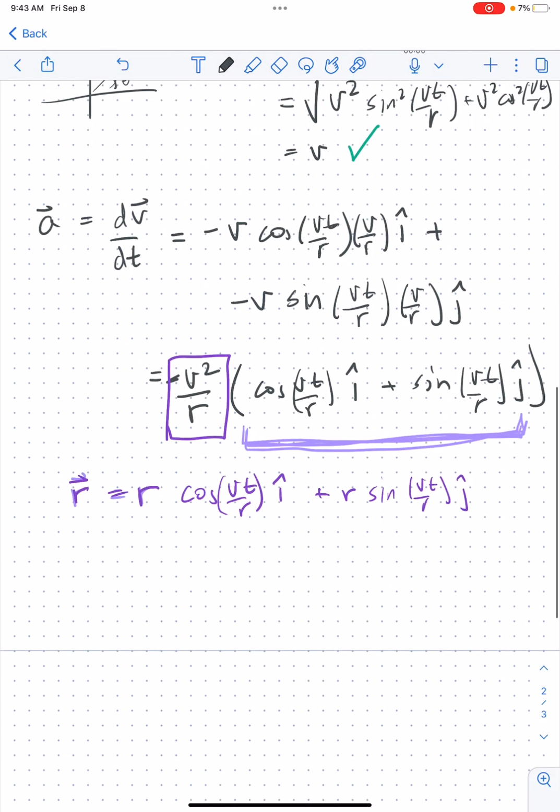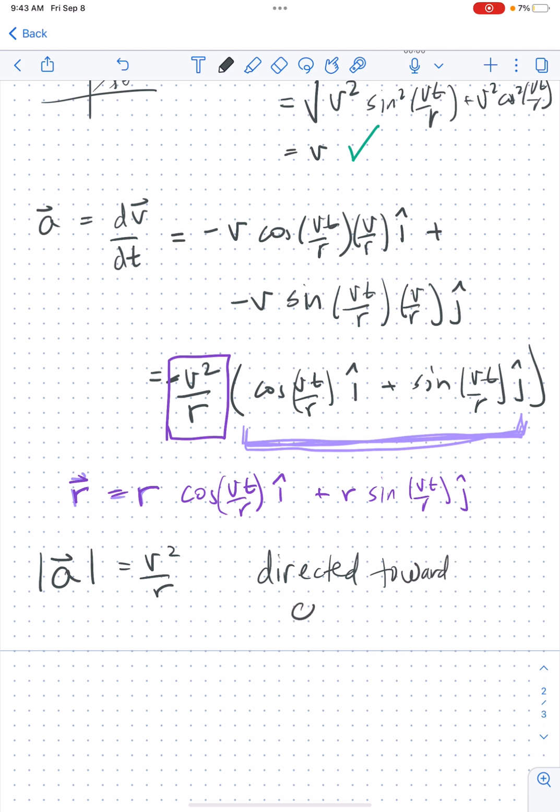In other words, our acceleration vector has a magnitude of v squared over r and is directed toward the center of the circle. Okay? Just as we said in class. All right. Okay, so that's one way of doing this.